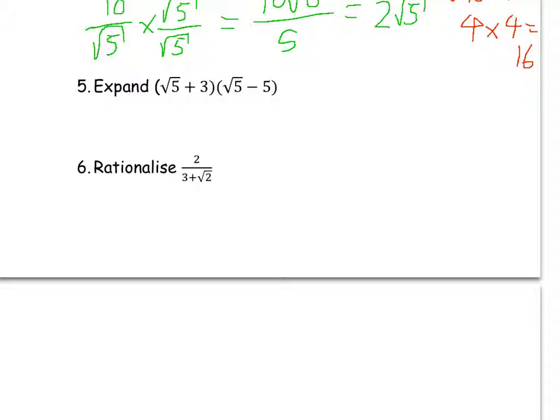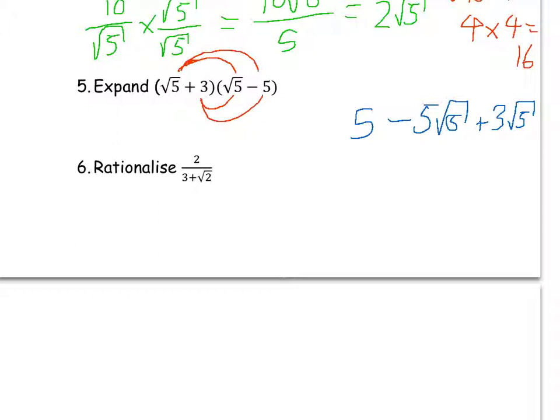You expand it by doing root 5 times root 5. And if you remember back to my explanation a minute ago, root 5 times root 5 is just 5. Then we do root 5 times minus 5, which gives us minus 5 root 5. Then we do 3 times root 5, which is 3 root 5, so plus 3 root 5. And finally, we do 3 times minus 5, which is minus 15. So that is the expanded form.